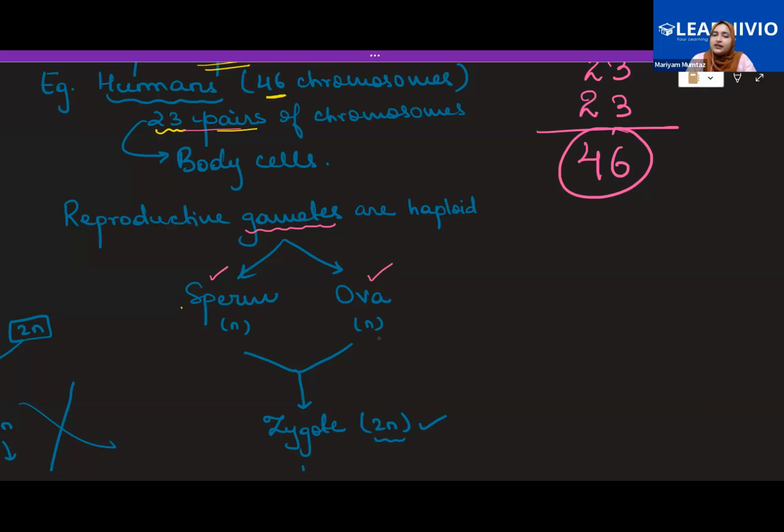Haploid, diploid are clear to everyone? Tell me honestly. No, ma'am. No, it's not clear. Where are you getting stuck? Ma'am, can it be more than two sets? Yeah, there can be more than two sets, but not in humans. In humans, two sets are there. In plants, three sets, four sets are there.